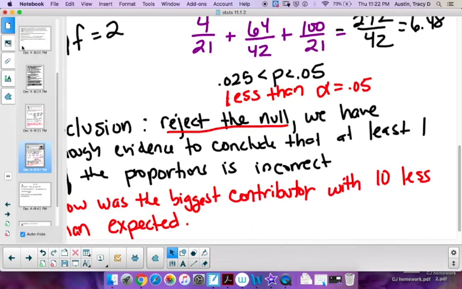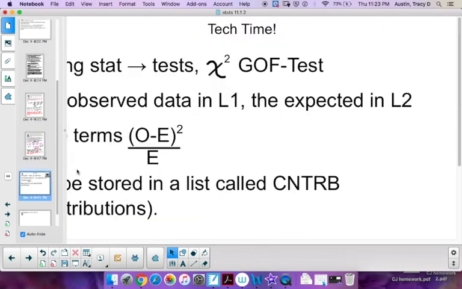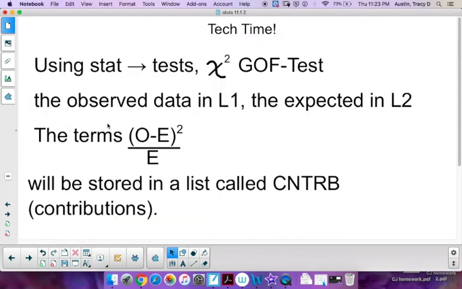Over the break, I want you to continue reading chapter 11. Oh, real quick. There we go. In the calculator, you go to stat tests, and it literally has chi-square GOF, and then it has just a chi-square test underneath of that. Please remember, we're doing a goodness of fit.